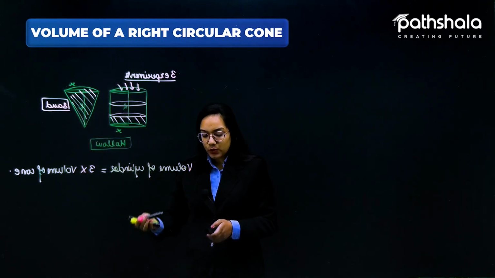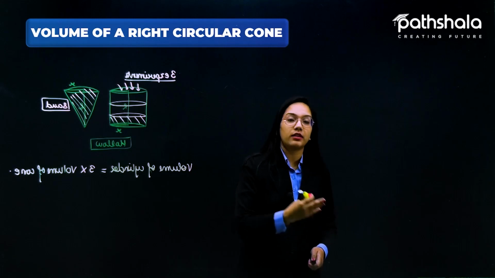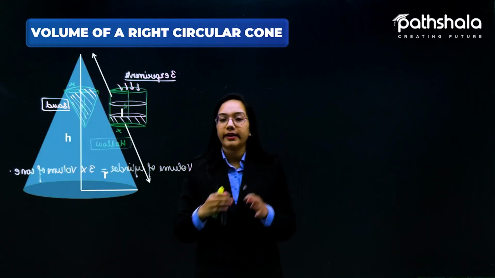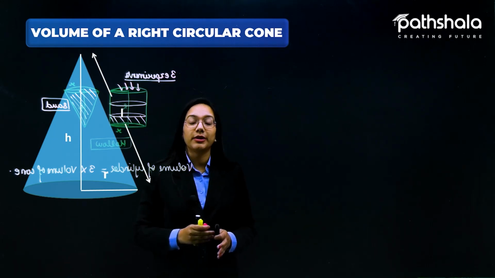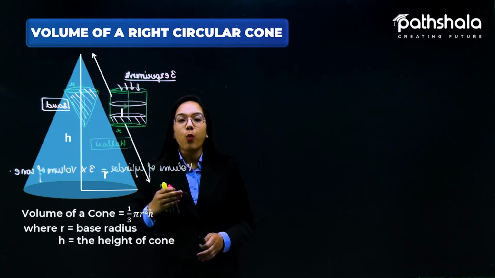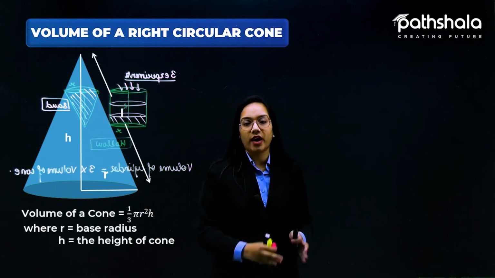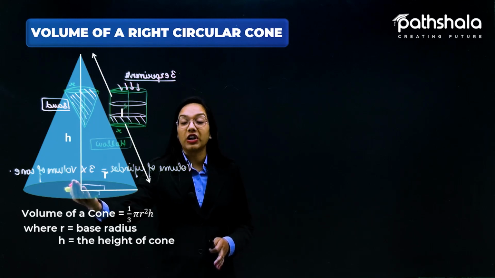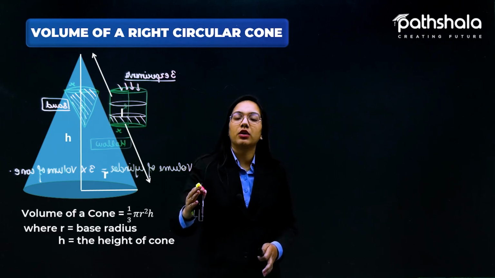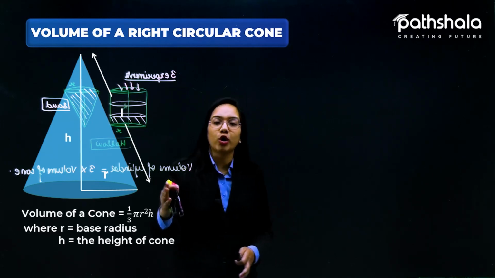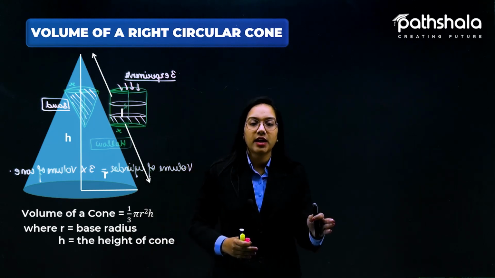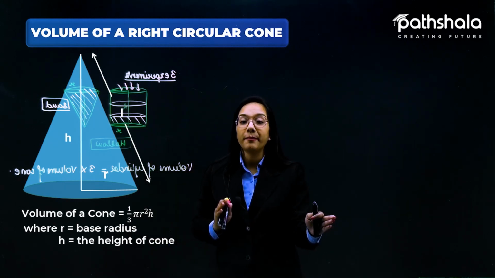So this leads us towards the volume of the right circular cone. If this is the cone with height h, radius r, and slant height l, then the volume of a right circular cone is 1/3 pi r square h. You can see that the volume of the cone is equal to, transferring the 3 to the other side, 1/3 times the volume of the cylinder. Volume of the cylinder is pi r square h. So at the end we get 1/3 pi r square h.